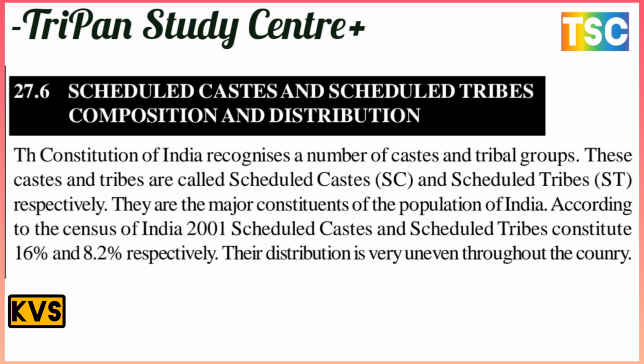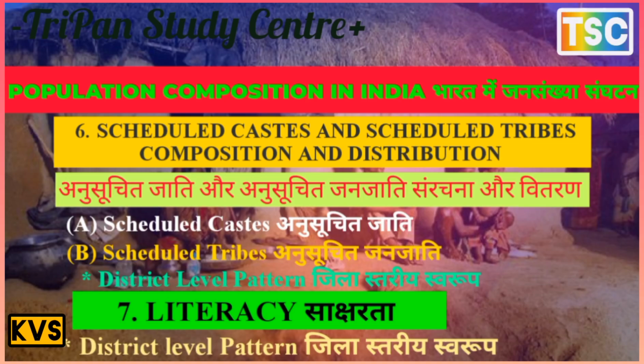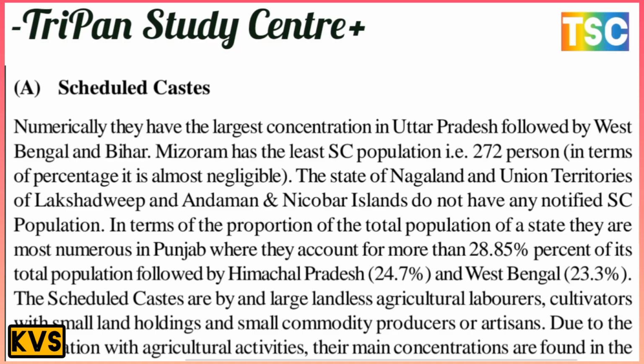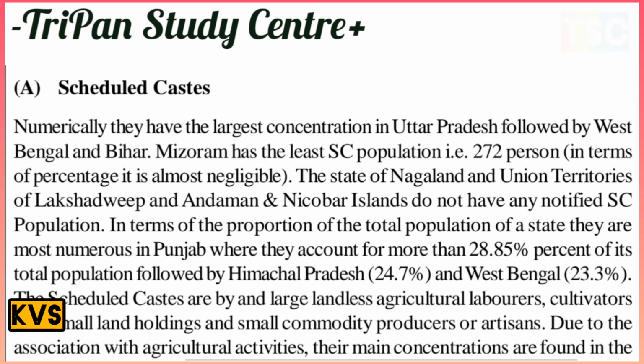The first important topic is scheduled castes. Let's see the scheduled castes in detail. Numerically, they have the largest concentration in Uttar Pradesh, followed by West Bengal and Bihar. Mizoram has the least SC population, in terms of percentage almost negligible.